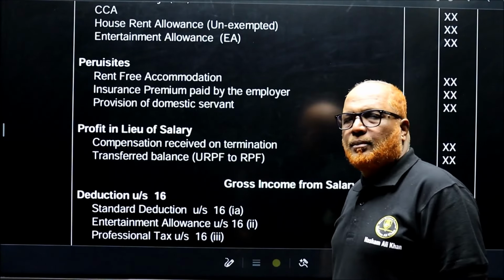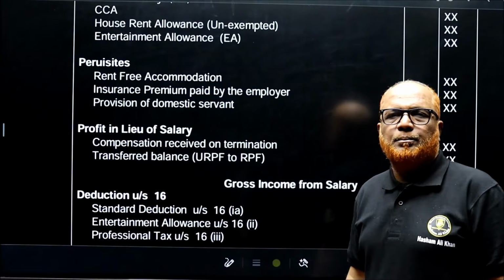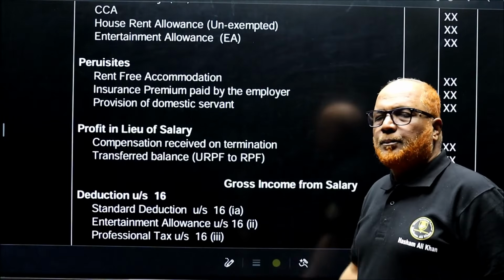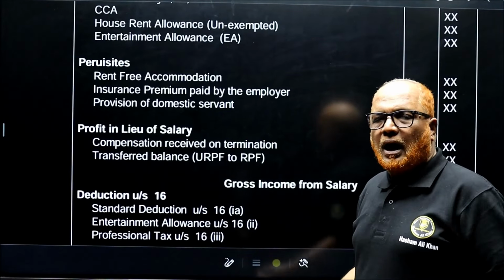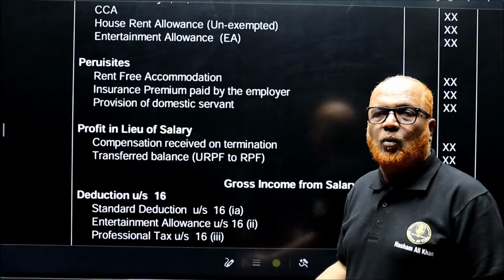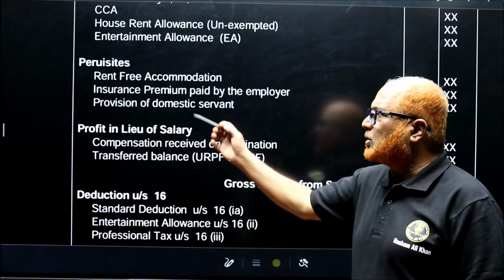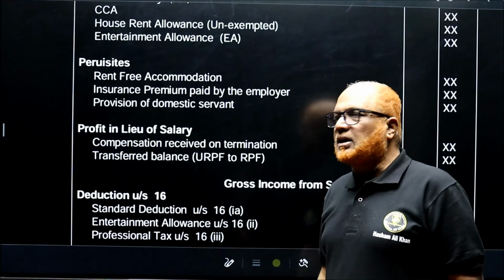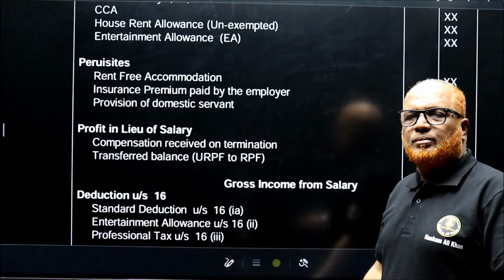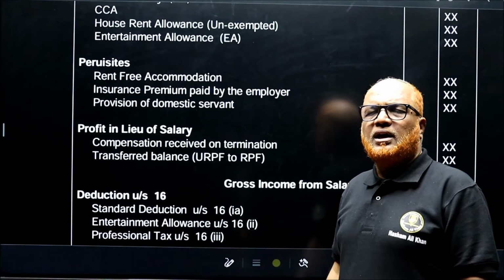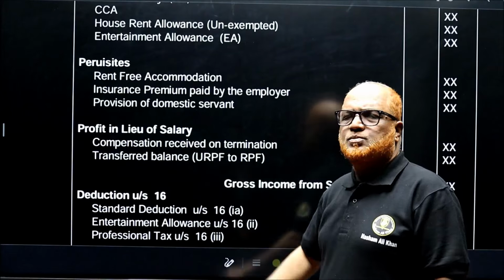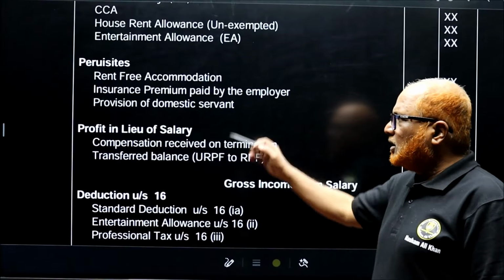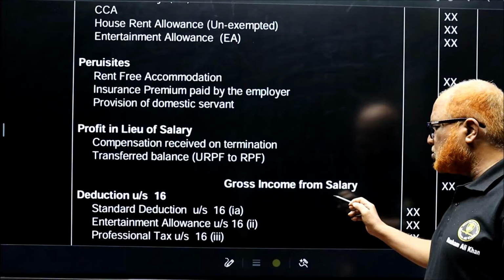Examples: rent-free accommodation, insurance premium on the life policy of the employee paid by the employer, provision of a domestic servant, and a motor vehicle provided by the employer. So many perquisites are there. Then profit in lieu of salary: compensation received on termination and transferred balance from URPF to RPF. Only in one or two problems you may come across this profit in lieu of salary. In most problems we don't have it. The total of these four items is called gross income from salary.